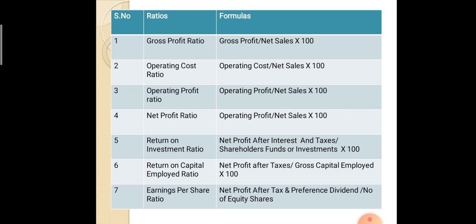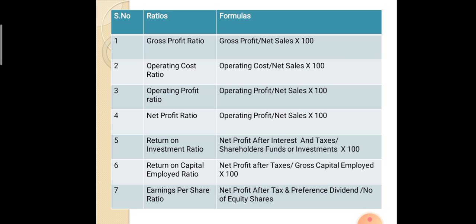So now coming to return on net worth. This indicates the return which the shareholders are earning on their resources invested in the business. So it is calculated like this: profit after tax divided by net worth into 100.